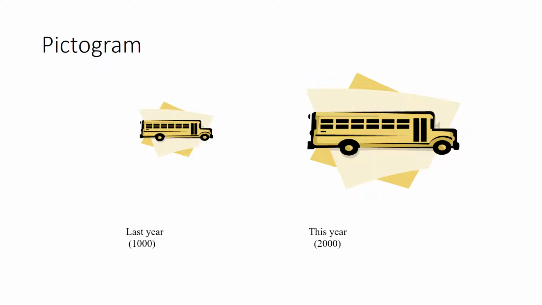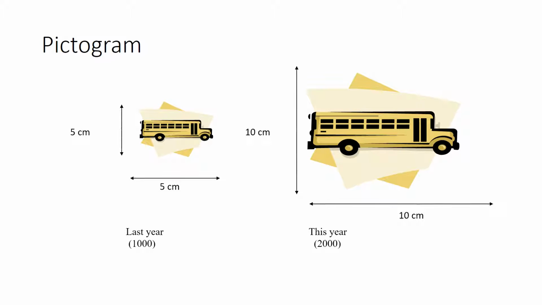Sometimes only one image is scaled up or scaled down. So for example, here is a bus picture. Last year there were perhaps 1,000 people going by bus, and this year 2,000. That's twice as big. So if we see this as a rectangle, the length and the height or width of the first one is doubled for the next one. However, by doing so, the area actually increased 4 times as much, because 5 times 5 would be 25 square centimeters, and 10 by 10, 100.